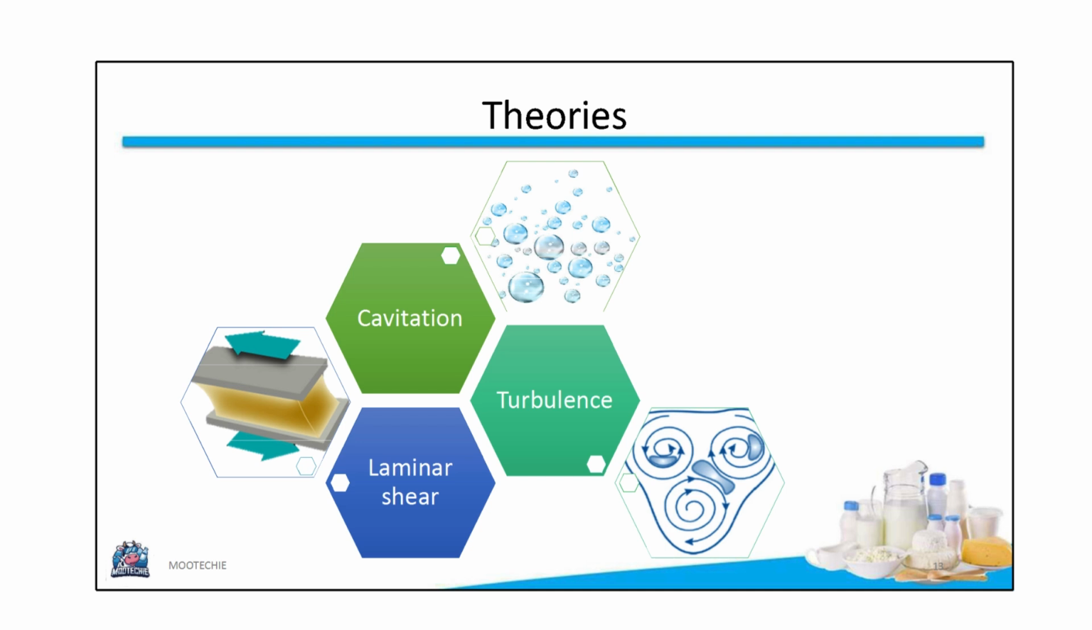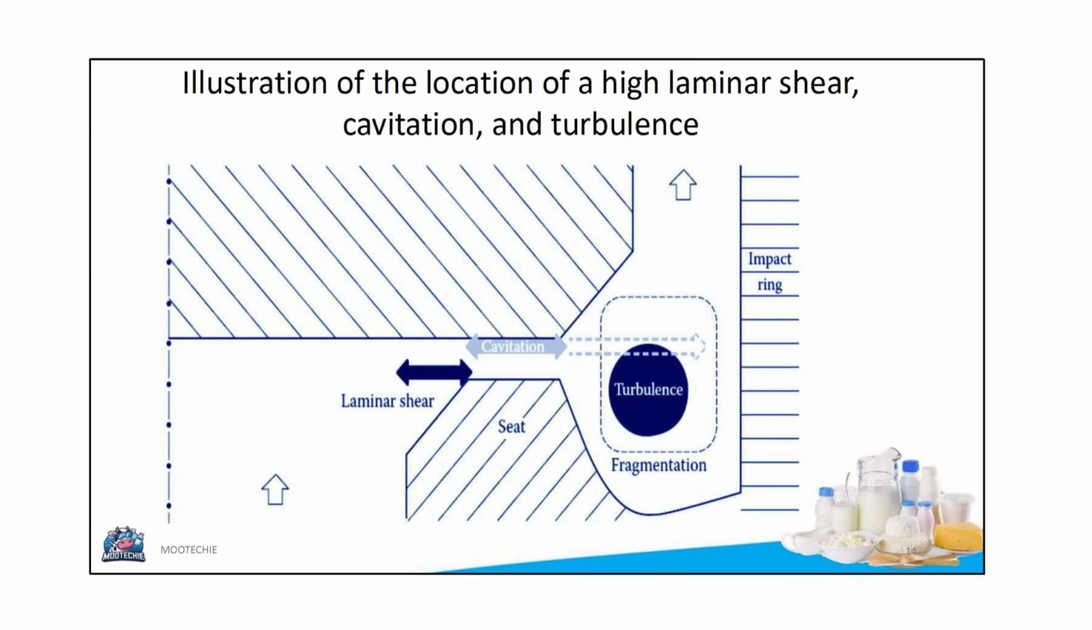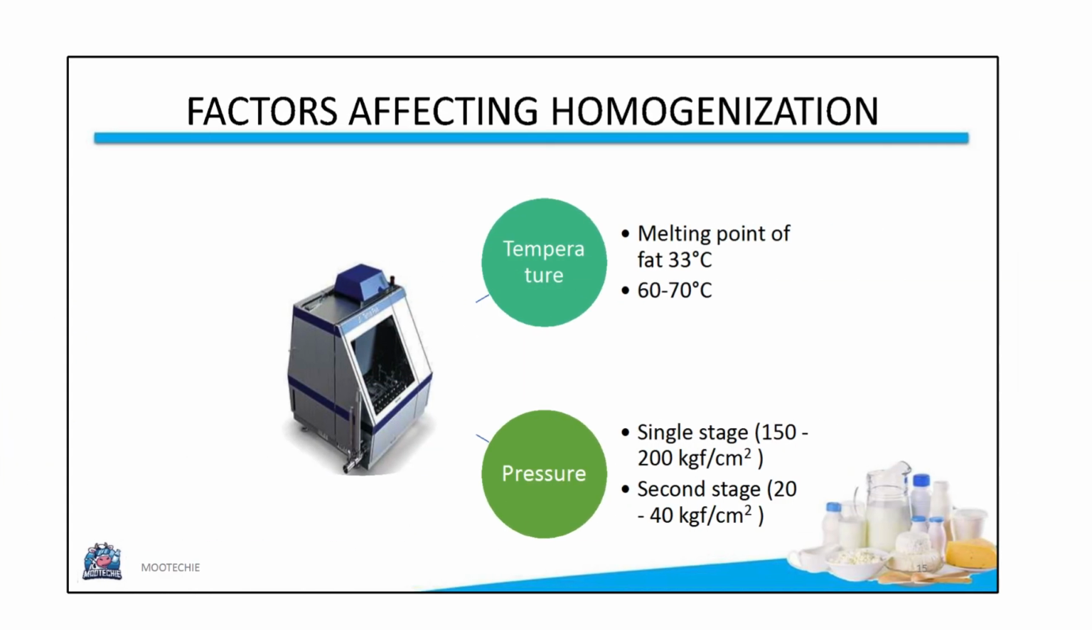Three main theories explain the forces at work: cavitation, turbulence, and laminar shear. This illustration shows the location of these forces within the homogenizer valve. High laminar shear occurs as the product flows through the narrow gap. Cavitation happens as the pressure drops, and turbulence occurs as the product impacts the ring, leading to the fragmentation of the globules. Several factors affect homogenization.